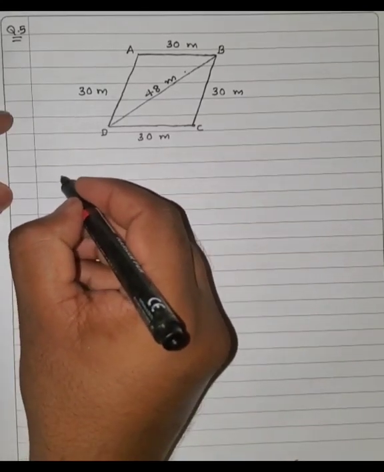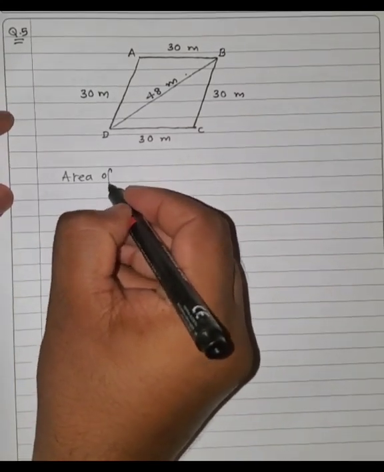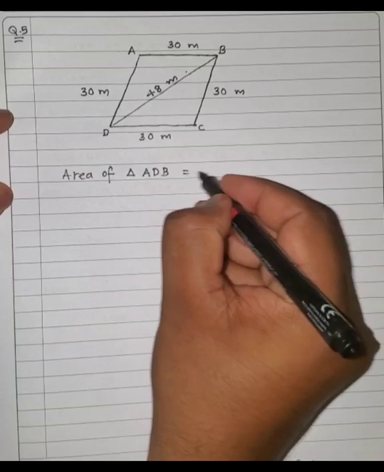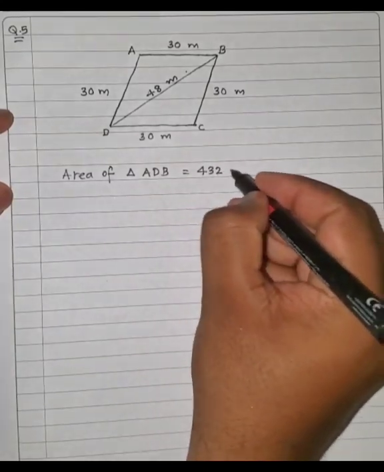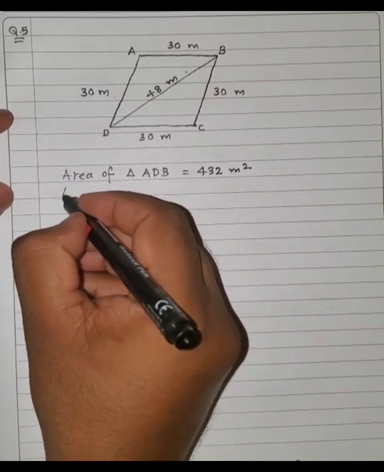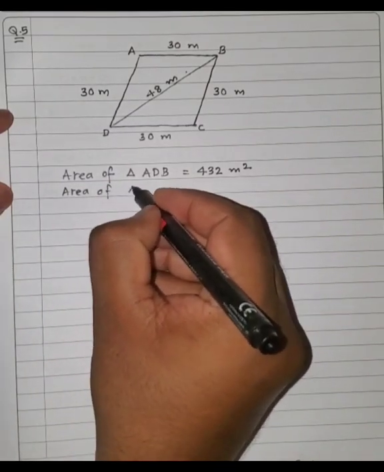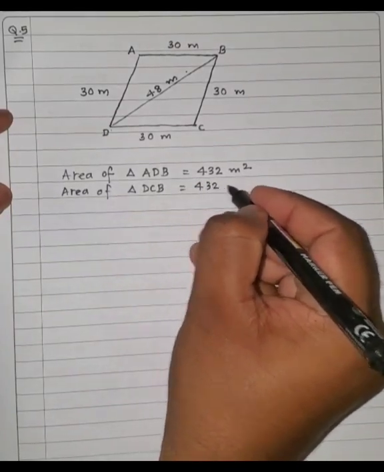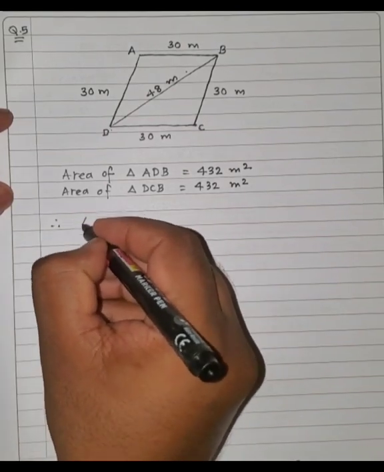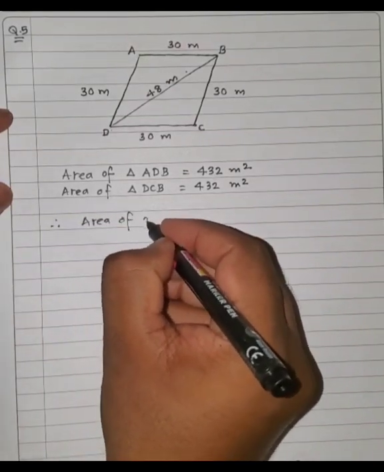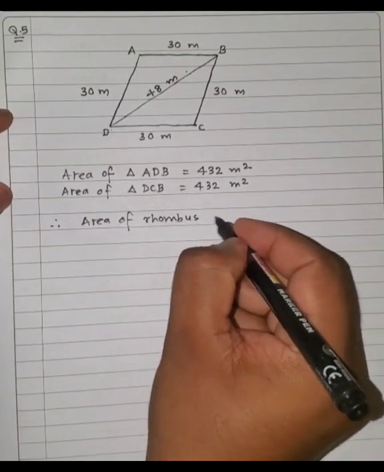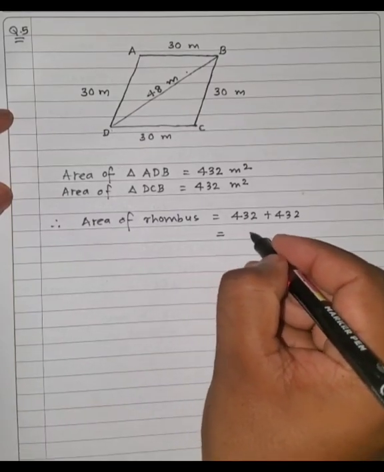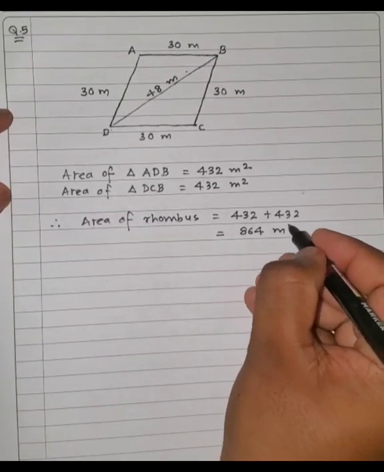Now, you will find that the area of these triangles, that is triangle ADB, would be equal to 432 meters square. Similarly, the area of triangle DCB would also be 432 meters square. So, what would be the area of rhombus then? That is sum of these two triangles, which is 432 plus 432. The answer is 864 meter square.